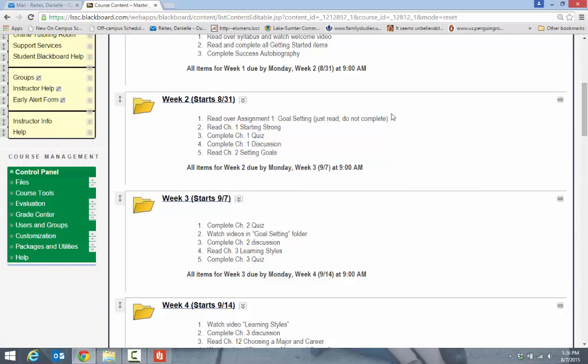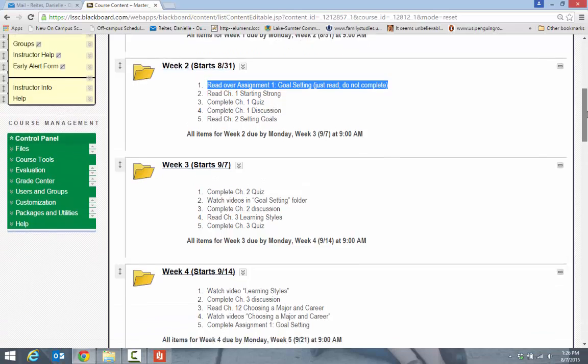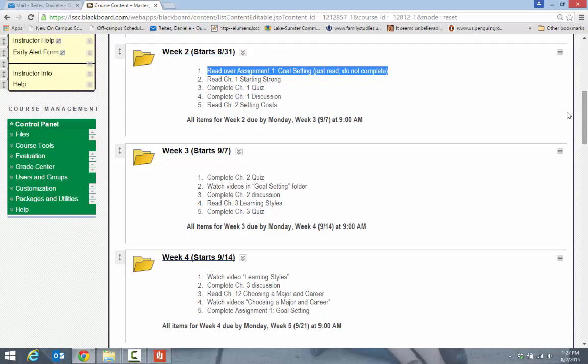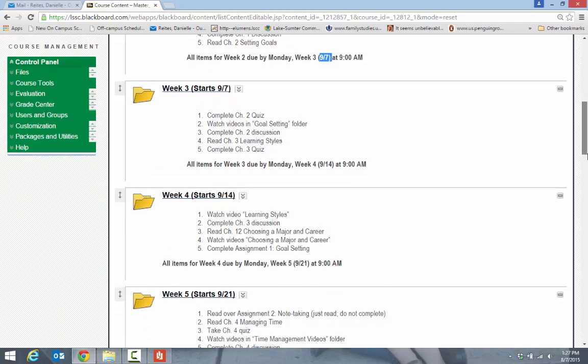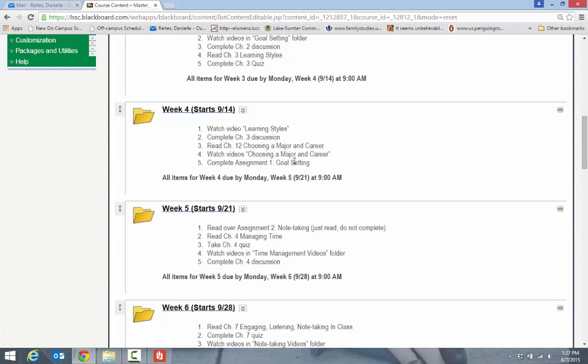And you'll notice it first pops up here in week 2, and it just says to read over the assignment, not to actually complete it, but just to read it. That isn't due the 7th, just reading it is due the 7th. And then you want to have it done really by the 21st of September.